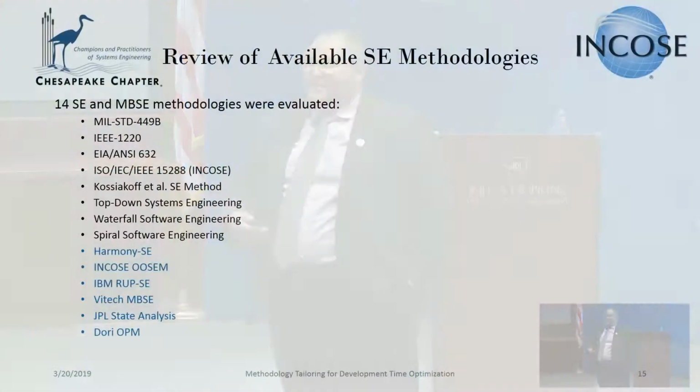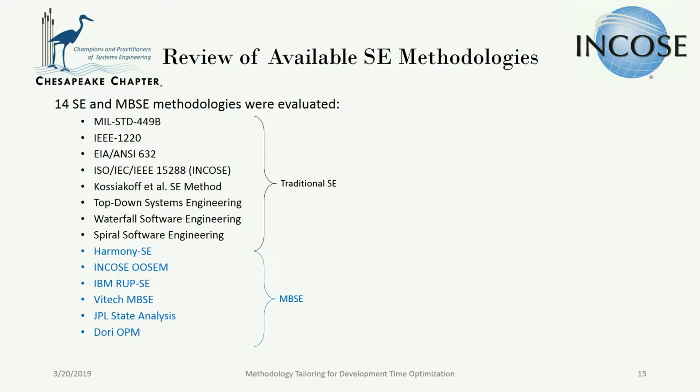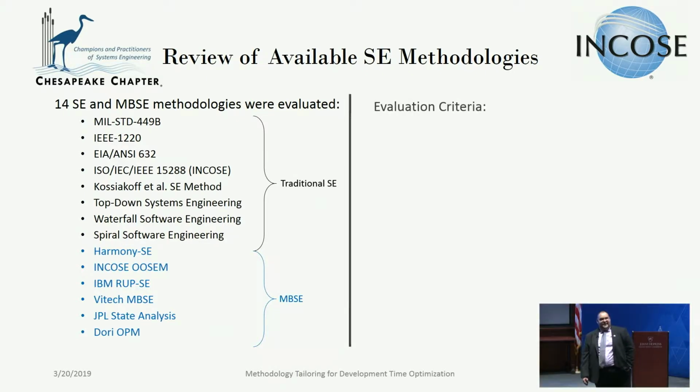All right, so I evaluated 14 different methodologies, systems engineering and model-based systems engineering. 8 of them were traditional systems engineering, 6 of them model-based systems engineering. And I had a few evaluation criteria. The most important to me was keeping in mind the goal of my research. Remember, my idea is that I want this to be used by more people.